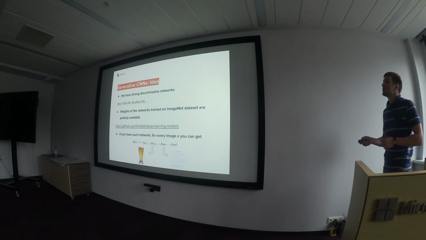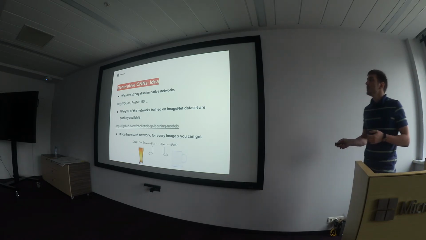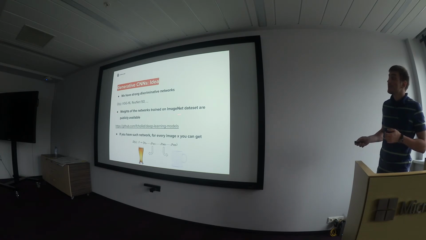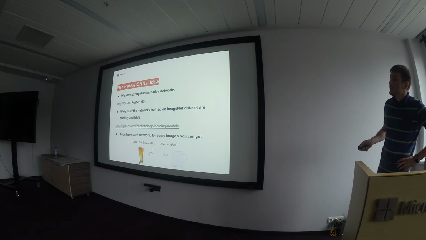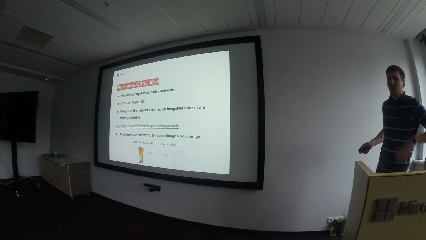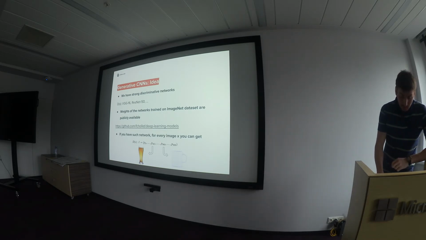We have strong discriminative models. We've just talked about VGG and ResNet, and the weights of these networks trained on ImageNet are available. For example, this link is for Keras, I suppose. If you have such a model, then for every image X you can get D of X. It is a vector of probabilities which sum to 1. For example, class number 441 is a glass of beer, and class 968 is a cup of coffee, I suppose, or something like that.